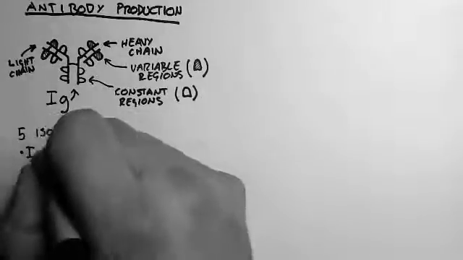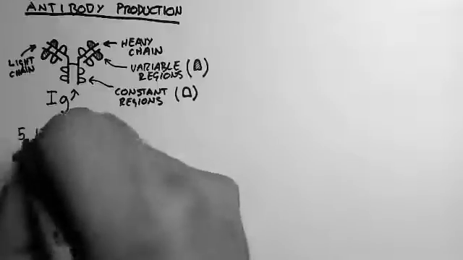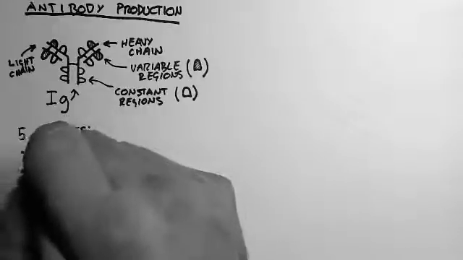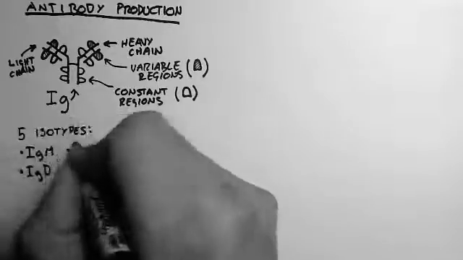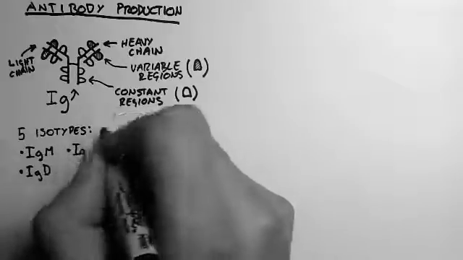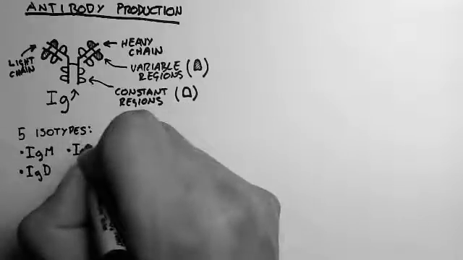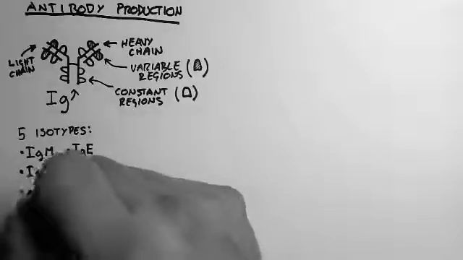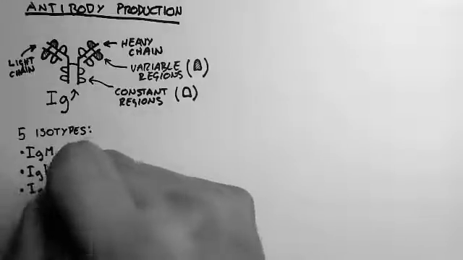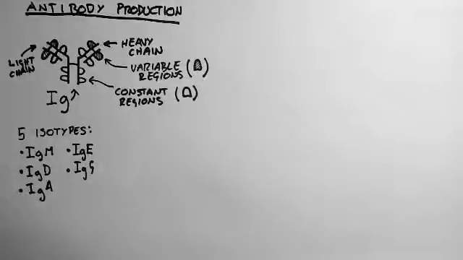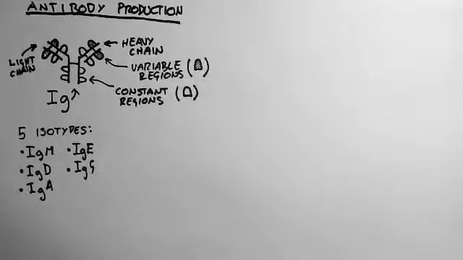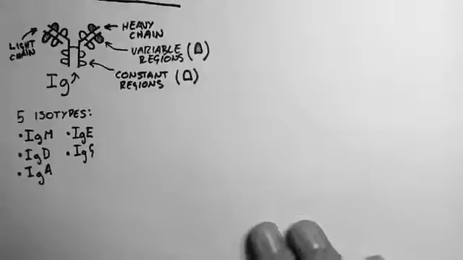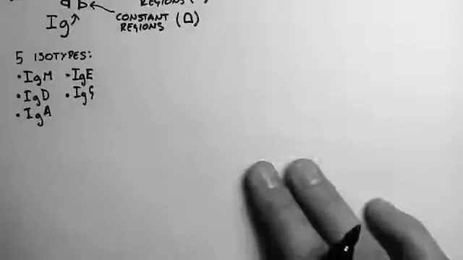And they're known as IgM, IgD, IgE, IgG, and IgA. This means immunoglobulin M, immunoglobulin E, etc. Now just keep those in mind. We'll explain what they mean later on.